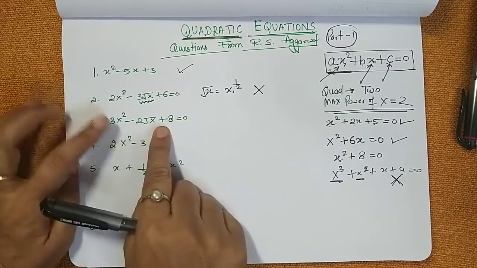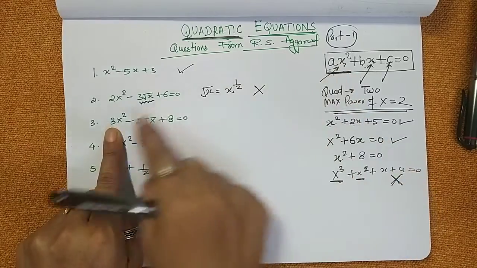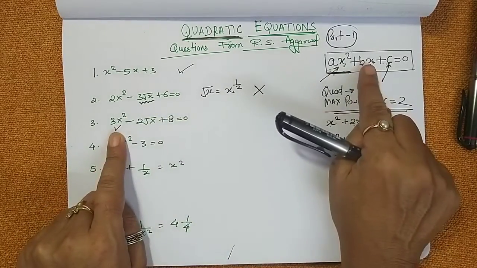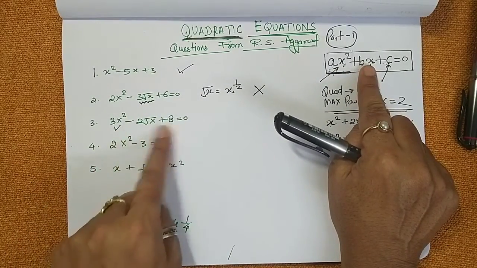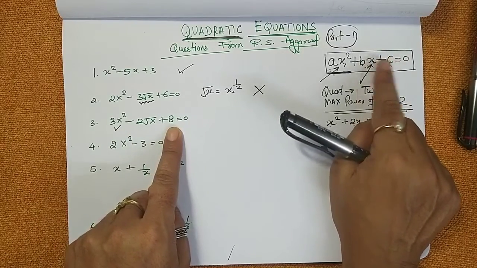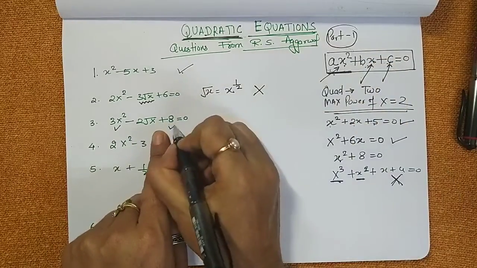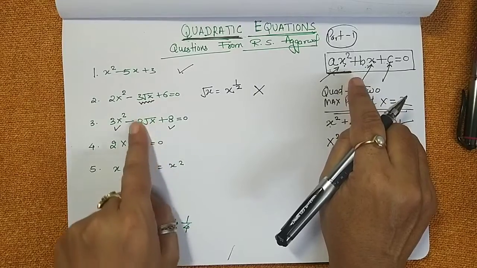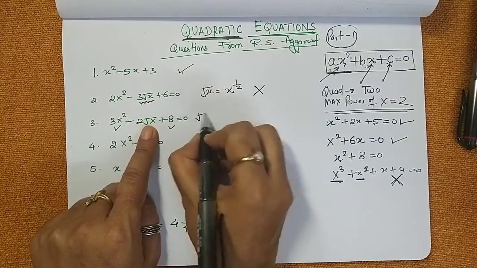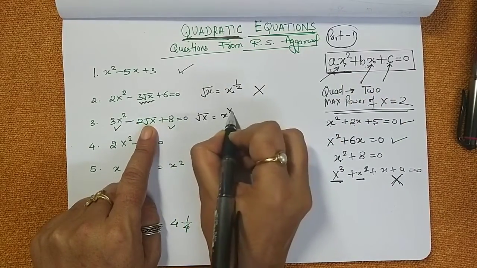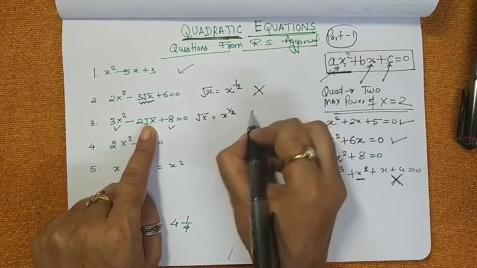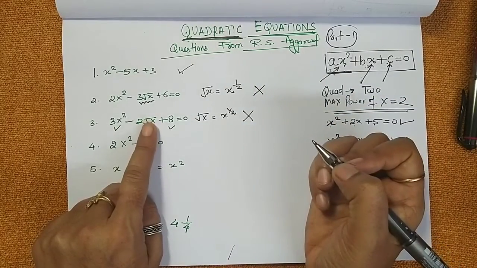Now come to this. Ax square is there, yes. Bx term is not there, it's fine because the second or third may be missing. C is there, yes. Is there any extra term? Yes, root x. Root x means some extra power which is not part of a quadratic equation. So this is not quadratic because of this.